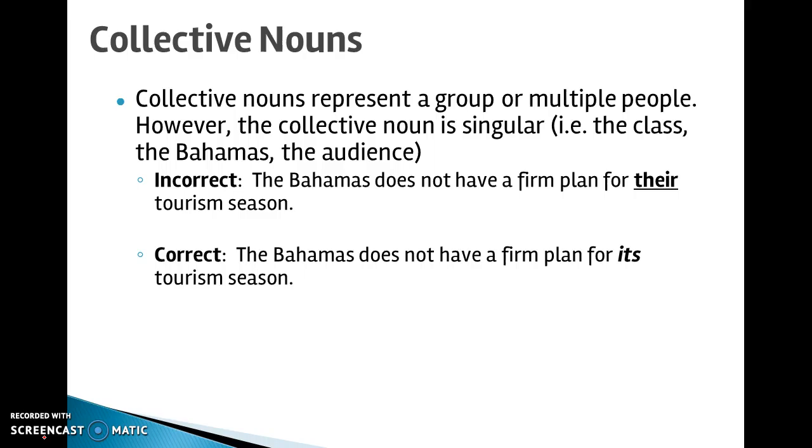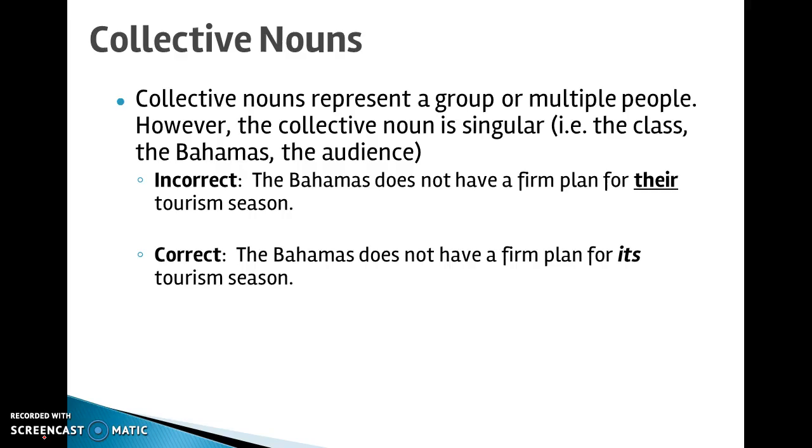So it'd be incorrect to say, "The Bahamas does not have a firm plan for their tourism season," because it's one nation, the Bahamas. Although it's made up of many islands, it's still a singular antecedent. So instead, we'd need to say, "The Bahamas does not have a firm plan for its tourism season."